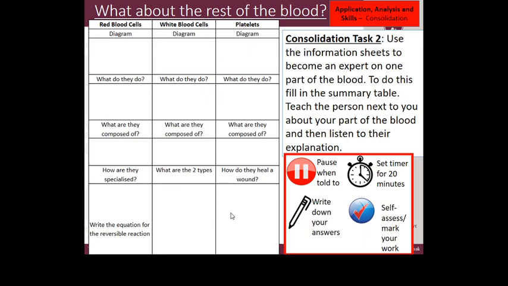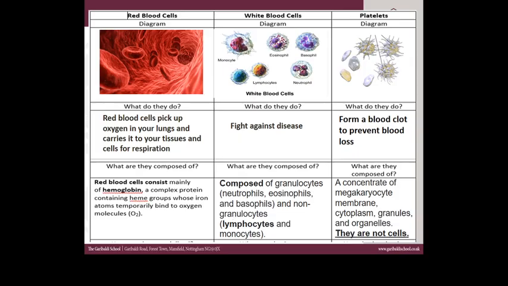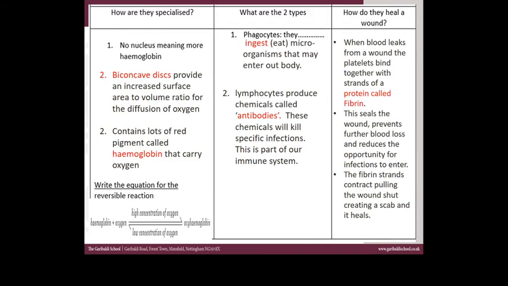Okay, so here are the answers. Check them on your sheet. Make sure you've put diagrams in as well. So I'm just going to go through a few of them. White blood cells, they help fight against disease. Correct. Platelets, what do they do? Form a blood clot to prevent blood loss. Then we move on. We have phagocytes, for example, in the white blood cell. They ingest or eat microorganisms that may enter your body.